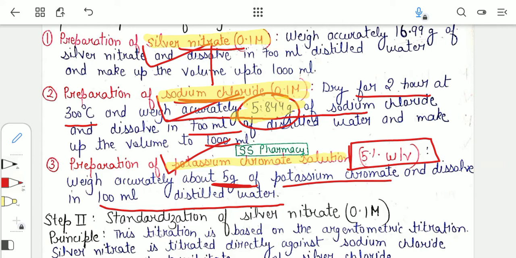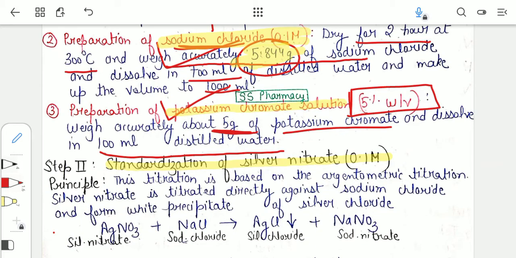So far we have done our step 1, in which we have prepared our solutions and reagents. Now let us move to step 2. In step 2 we will carry out the standardization of silver nitrate, which is our titrant. Up to now we have prepared 0.1 molar solution. Now we will carry out the standardization of it. So let us read out the principle.